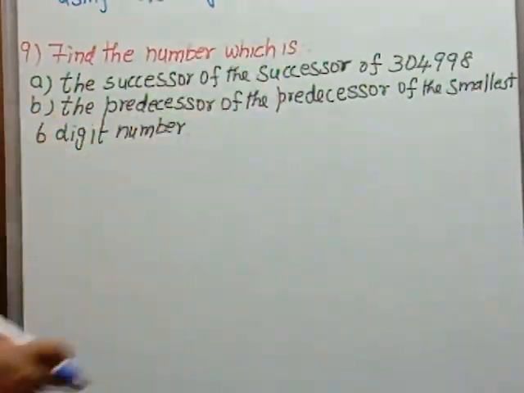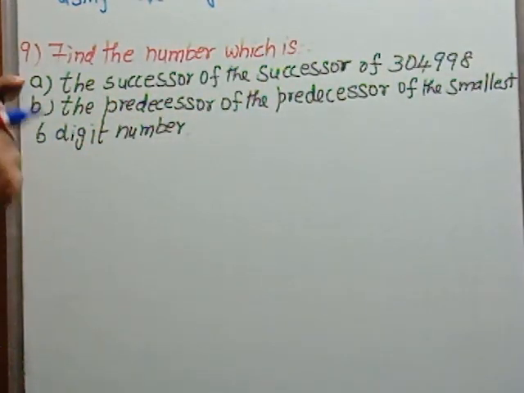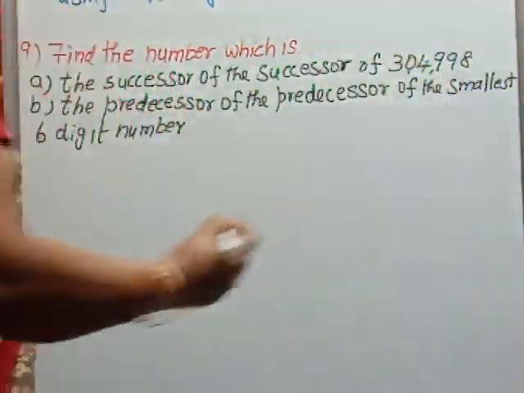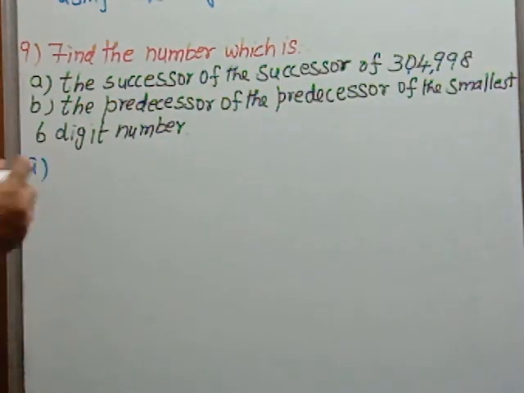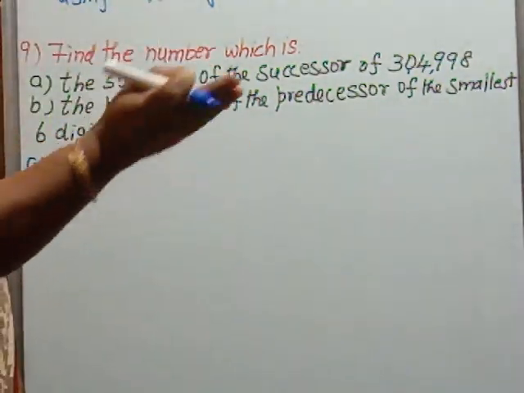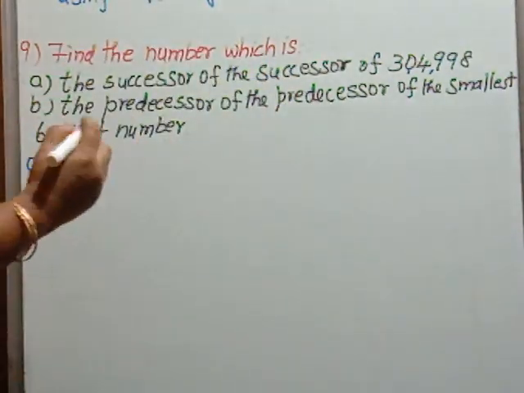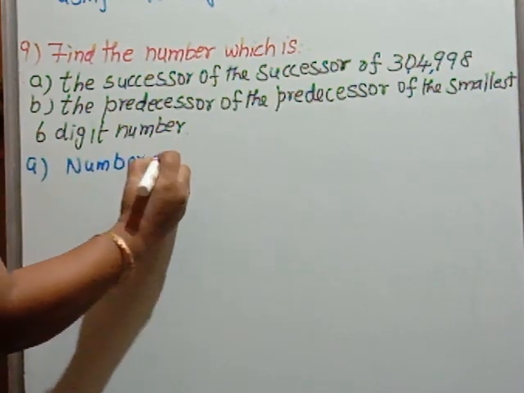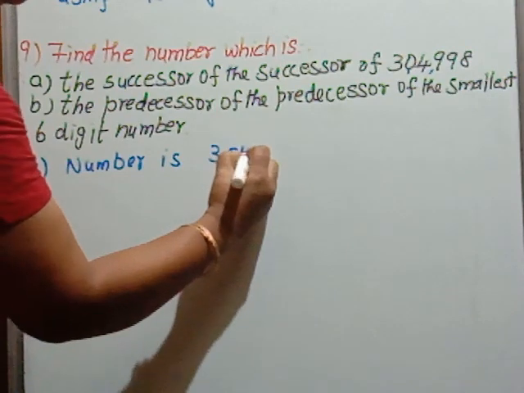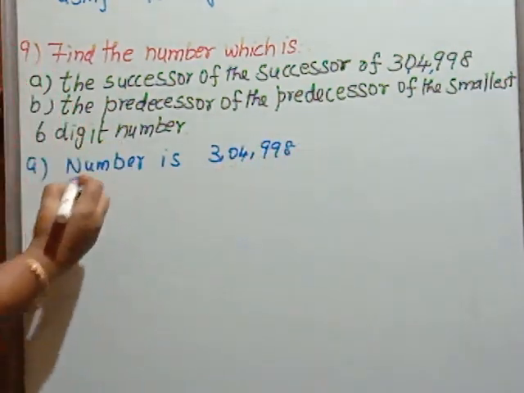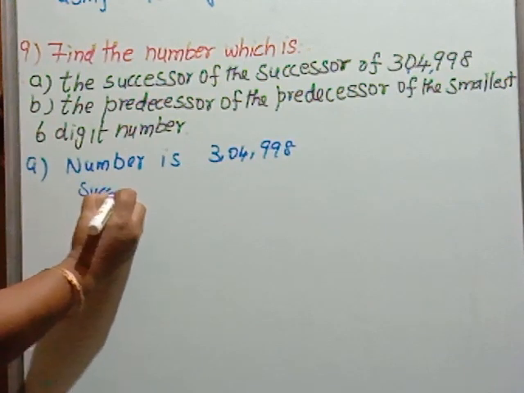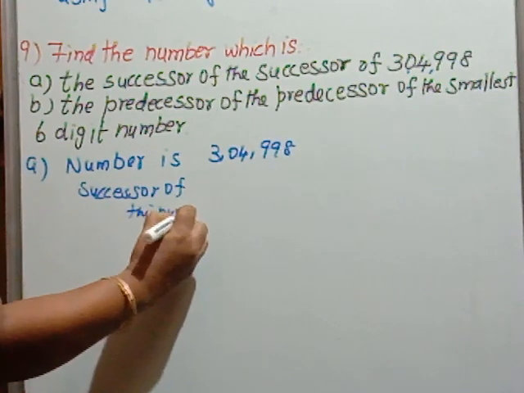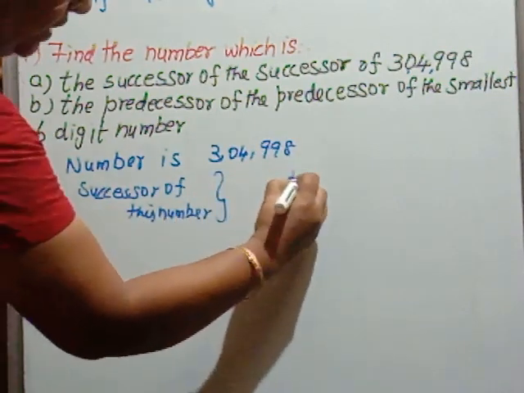Now, we'll move to the 9th sum. Find the successor of the successor of 3,04,998. What is the meaning of successor? If we add one more to that number, the answer is the successor. So, what is the number? The number is 3,04,998. What is the successor? The successor of this number is, you have to add 1.